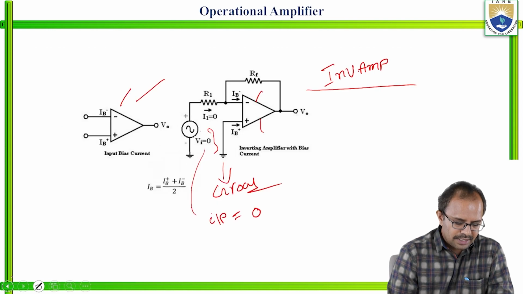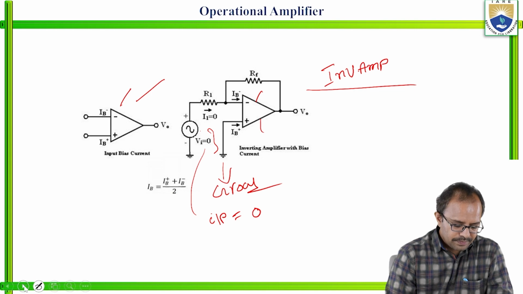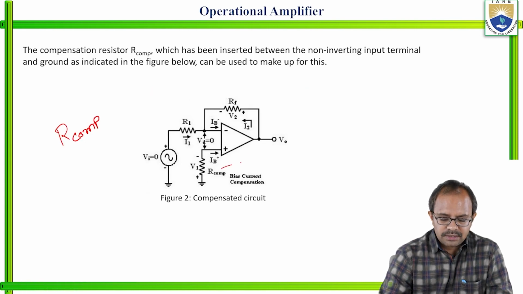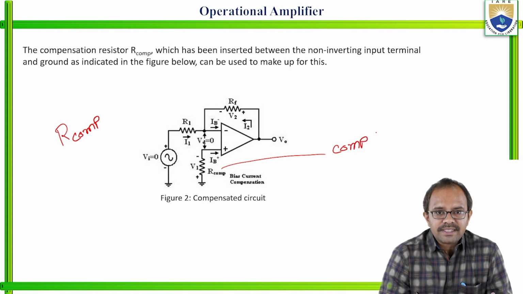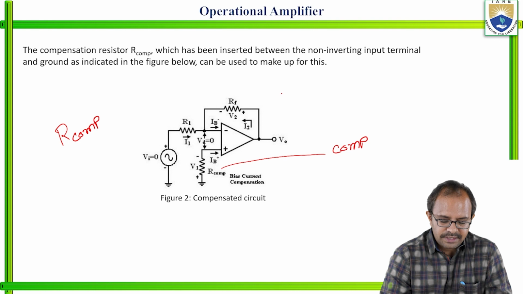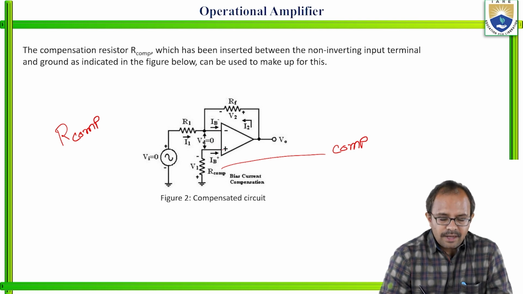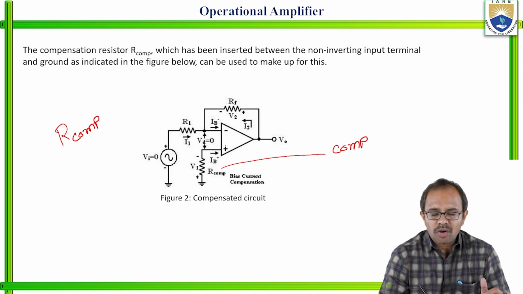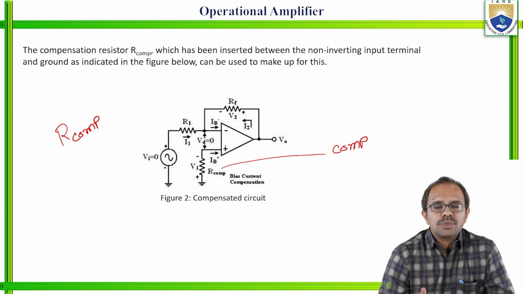If you look at the original circuit, this is my original or actual circuit, and in the next circuit we introduce the compensating resistance, which is connected across the non-excited terminal. Among the two, which is the non-excited terminal? The non-inverting terminal is non-excited. Non-excited means the terminal which does not possess any active source.